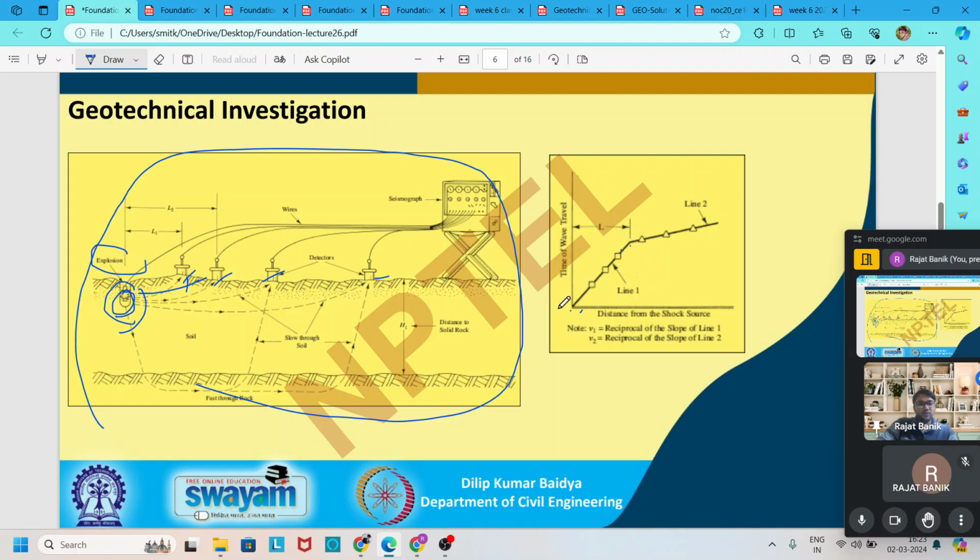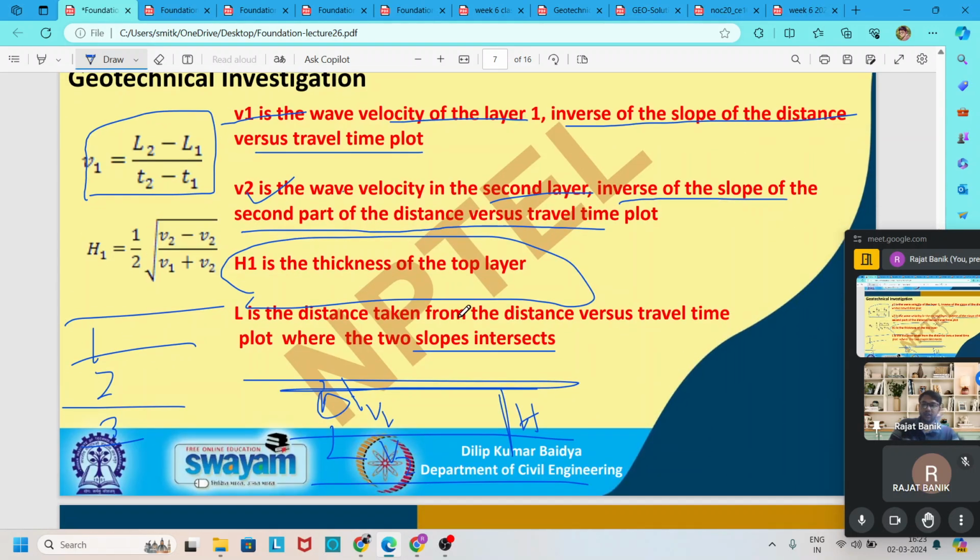So L is the distance from the origin to the point where the slope is changing on the time versus displacement distance curve. So this one is L1.